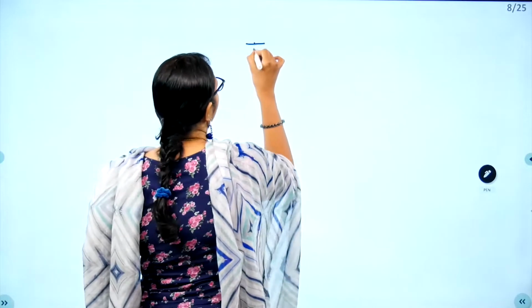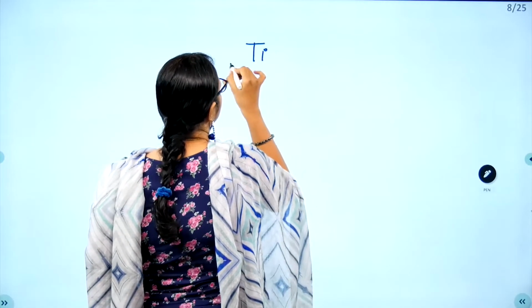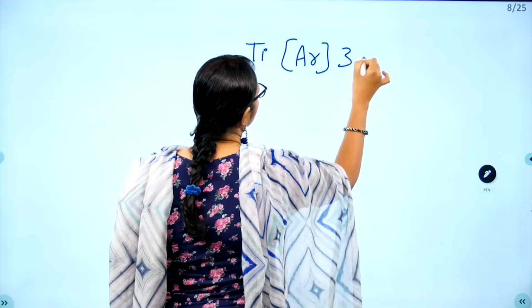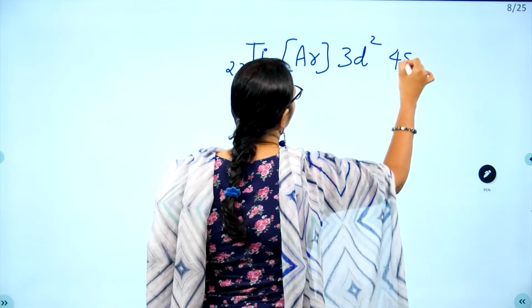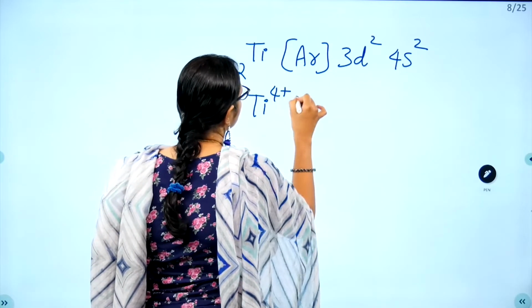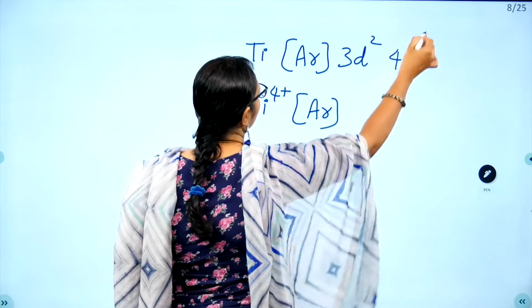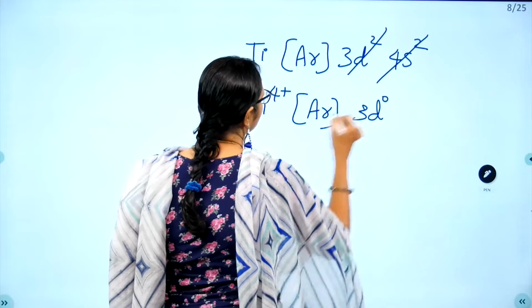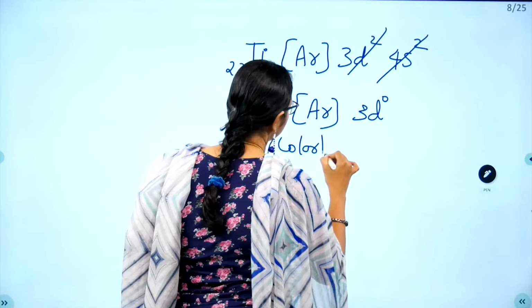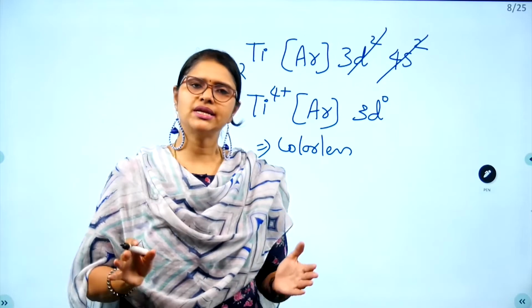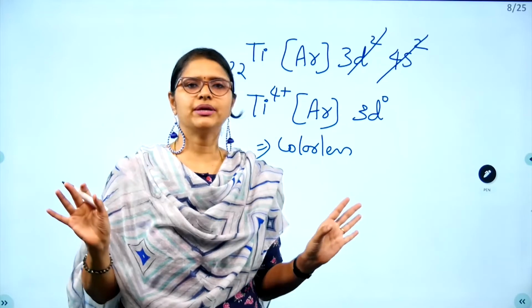Similarly, titanium. You know the atomic number is 22. Argon 3d2 4s2. Okay, so titanium 4+. So what happens? 2 electrons from 4s go, 2 electrons from 3d go. So it becomes 3d0, which is colorless, right? So what do we know now? If it becomes 3d0, definitely it will be colorless.